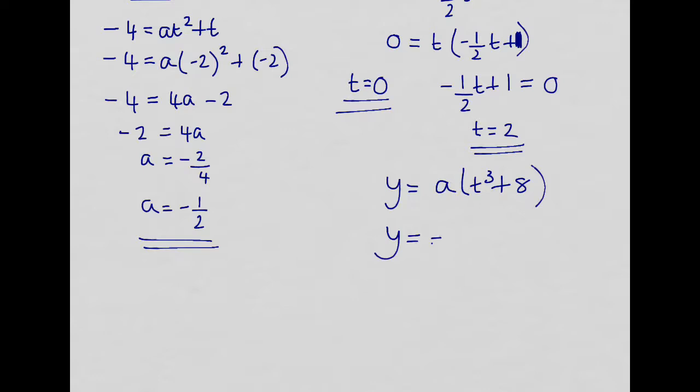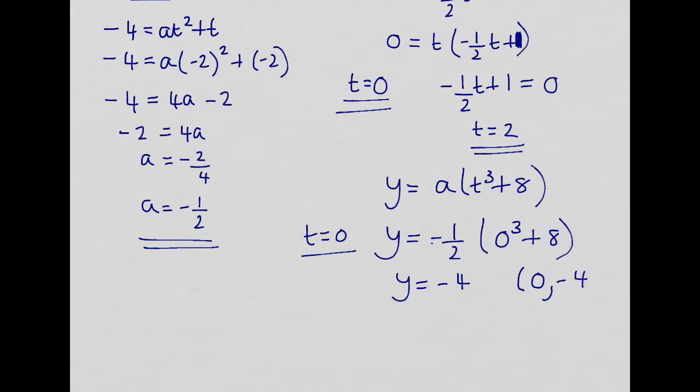So y equals minus a half, because that's the value of a, and I'm going to put t equals 0 in to start with. 0 cubed, add 8, so y would equal negative 4. So the first coordinate would be 0, because we know x is 0, and y is negative 4.